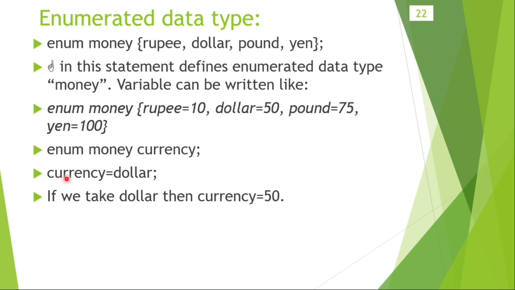Now again currency is used directly as a variable. So currency equivalent to dollar. So the answer will come: currency will take from this data range, it is 50, because dollar has the number 50.